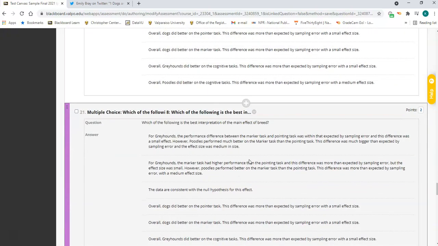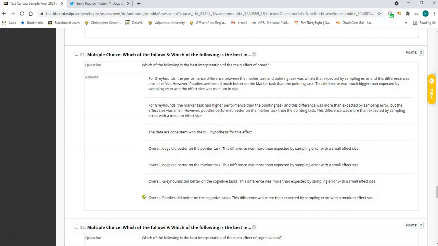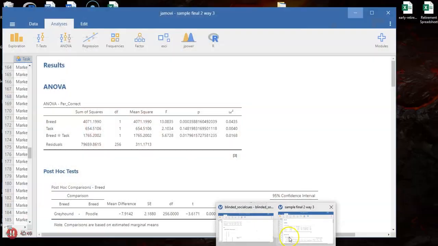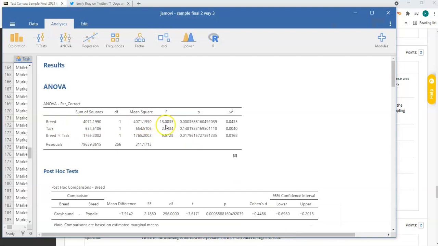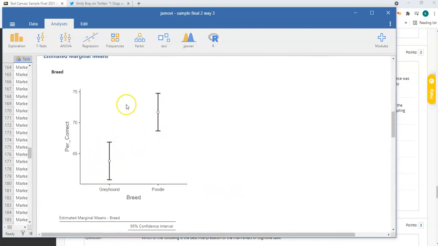Okay, so next question. Which of the following is the best interpretation of the main effect of breed? Okay, so let's go look at that. Main effect of breed. This one's the compelling one. So we want to go down and look for the main effect of breed. So it looks like overall, poodles are doing better on the tasks. Overall, on both tasks, we're collapsing across tasks. Poodles did better than greyhounds.